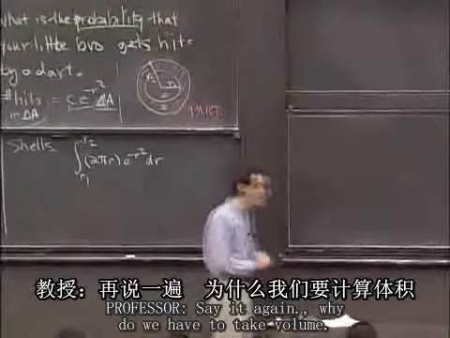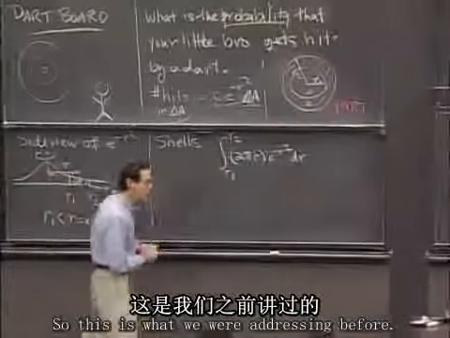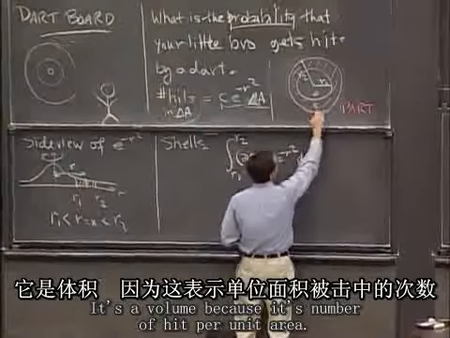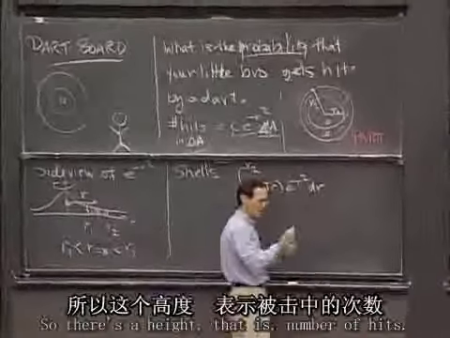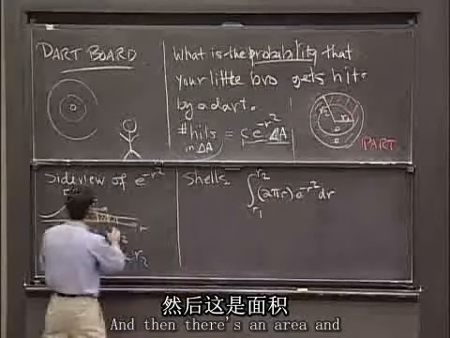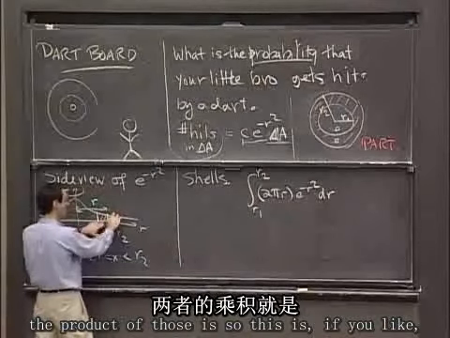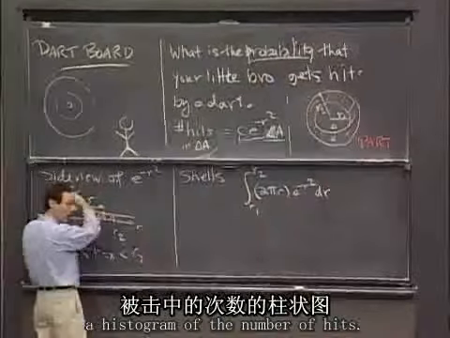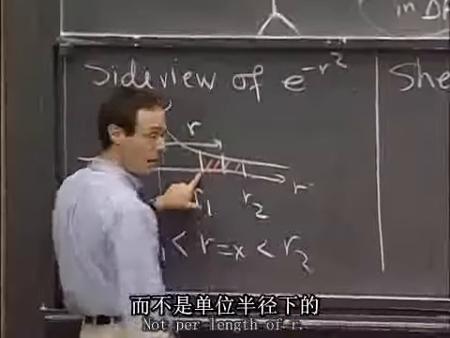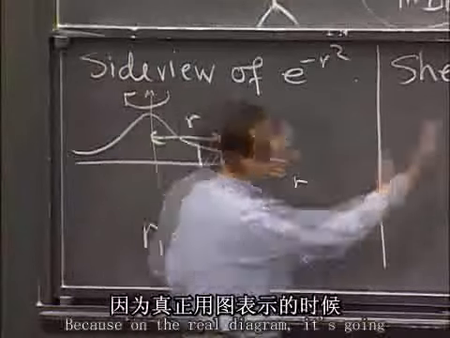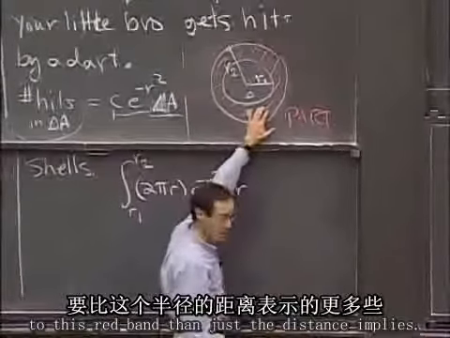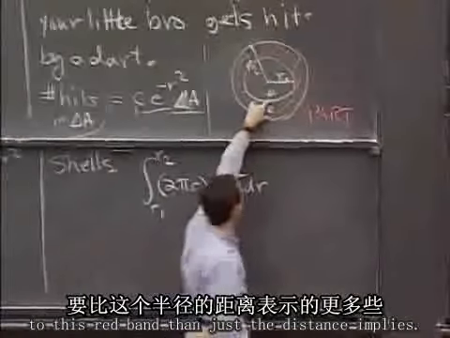Say it again. Why do we have to take volume? So this is what we were addressing before. It's a volume because it's number of hits per unit area. So there's a height that is number of hits, and then there's an area, and the product of those is, if you like, a histogram of the number of hits. But this should be measured per area, not per length of R, because on the real diagram, it's going all the way around. There's a lot more area to this red band than just the distance implies.